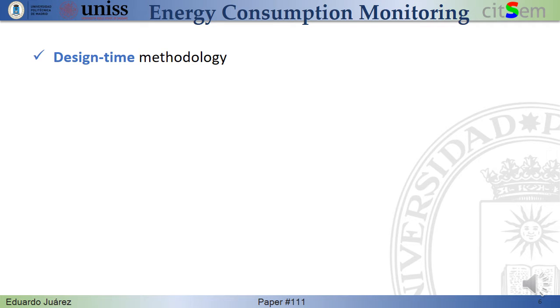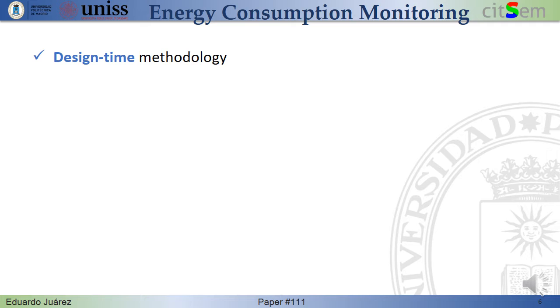Two tools are employed for the energy consumption monitoring methodology, PREESM and PAPIFY. PREESM is an open-source Dataflow-based Y-chart prototyping tool where both application and architecture are defined through models. PAPIFY is an automatic instrumentation and monitoring tool for dynamic dataflow applications.